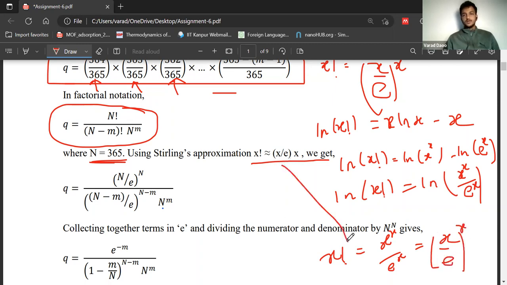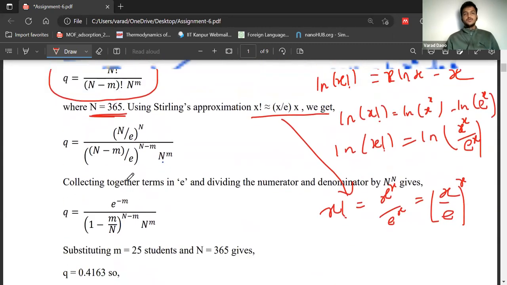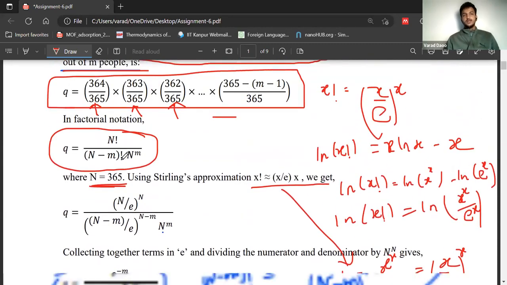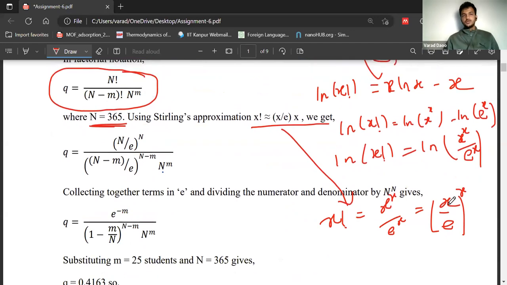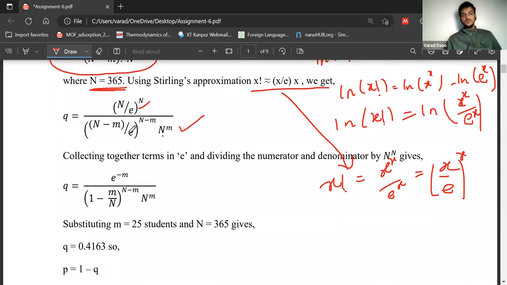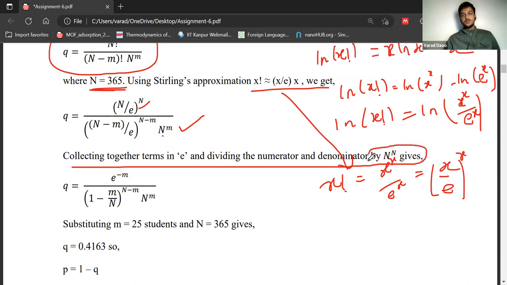So this is what we have here, okay? We write it in this factorial, right? That means for n factorial, instead of x, you put n. So n factorial will be what? (n by e) whole to the power n, right? And here, instead of x, we put n minus m. So what we have is (n minus m by e) whole to the power n minus m, and n to the power m remains the same, okay? Then we rearrange it, collecting all the terms in e and dividing the numerator and denominator by n to the power n, right? So we get this expression.